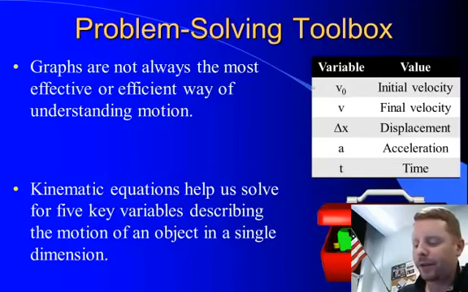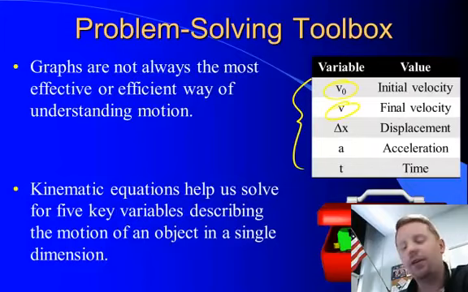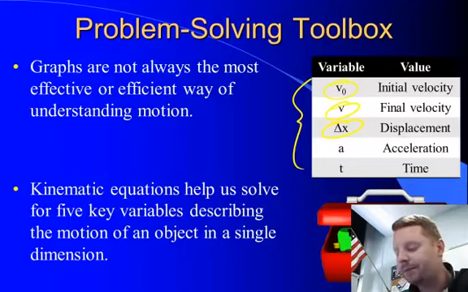These tools are going to focus around 5 key variables: v0, the initial velocity of an object; v, its final velocity or current velocity; delta x, its displacement, or if it's a vertical motion problem, that could be delta y; a, the acceleration of the object; and finally t, the elapsed time.